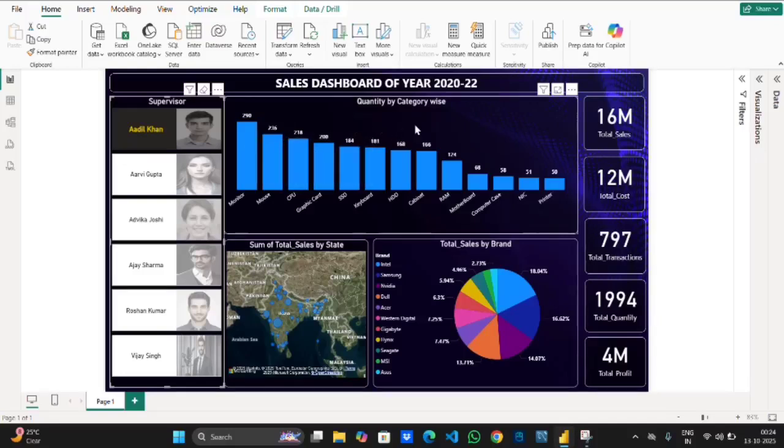Then next is quantity by category wise. This bar chart shows the product quantity sold by category. Monitor, mouse, CPU are top selling items, while the printer and NIC have lower sales. This helps to identify which product customers prefer most.